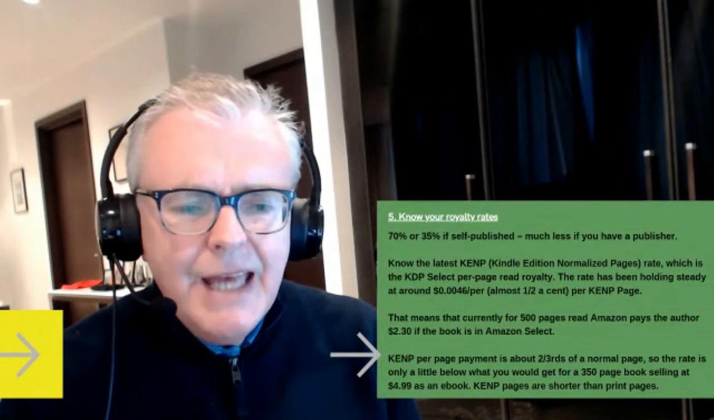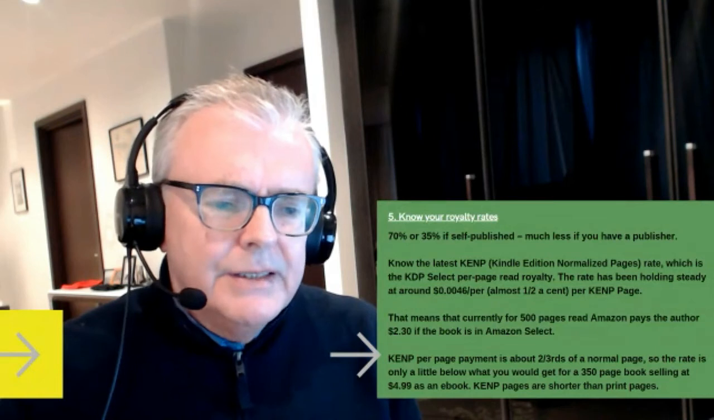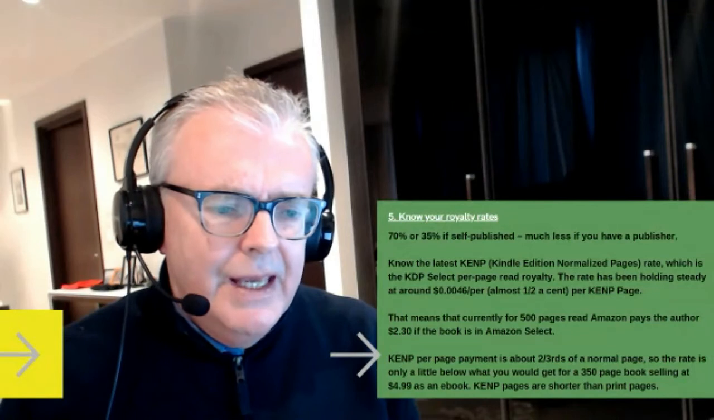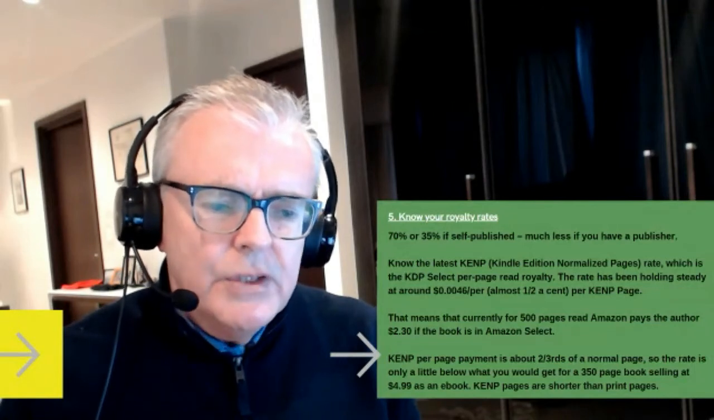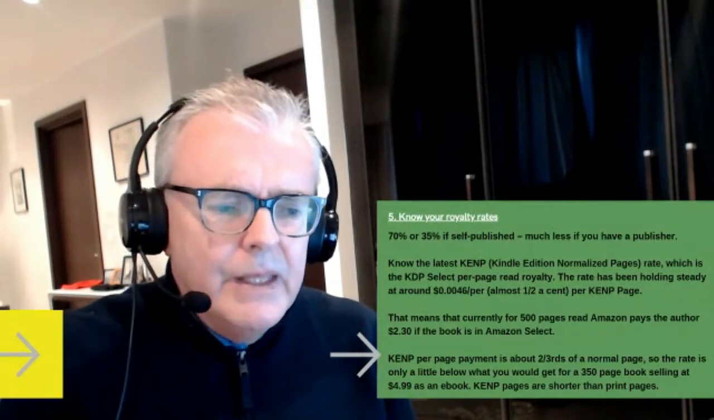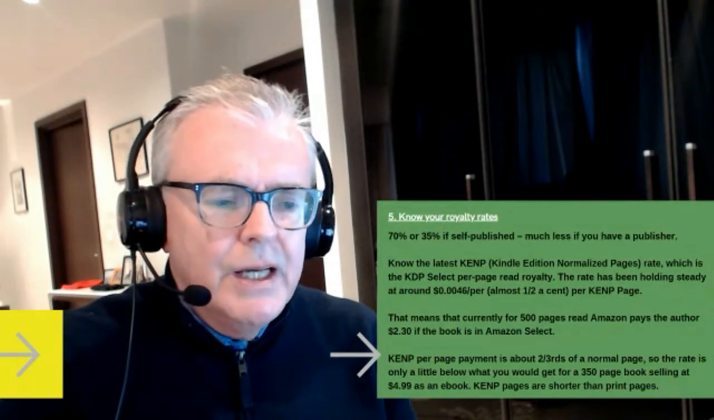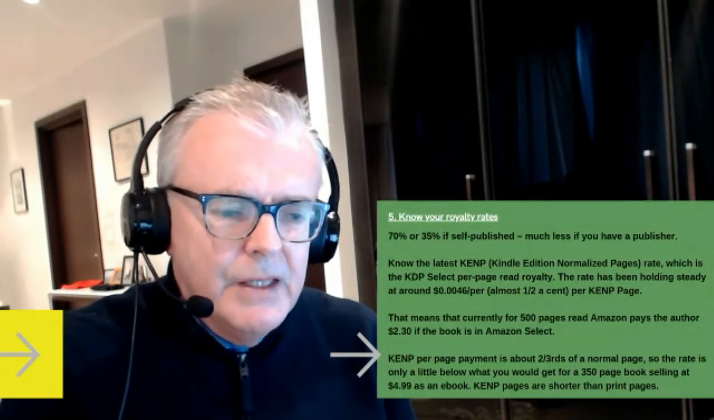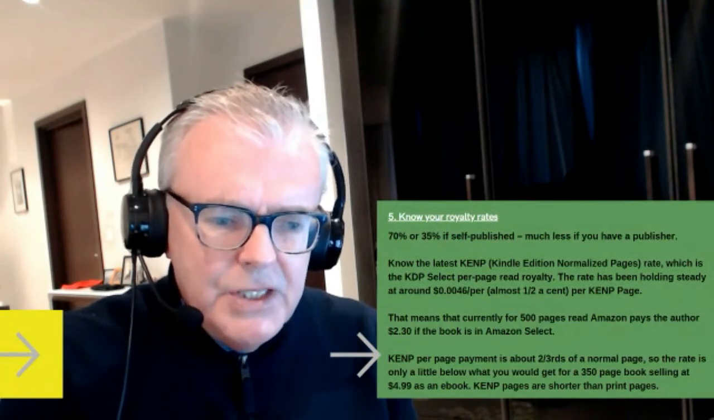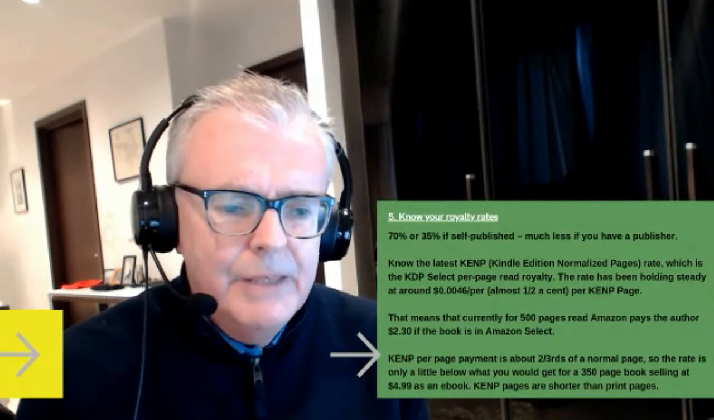That is almost half a cent per page. And that doesn't sound like a lot, but that means that currently for 500 KNP pages, the author gets $2.30. Now, KNP pages are smaller than a normal page. So if your book had 350 pages, it's approximately the same as 500 KNP pages.